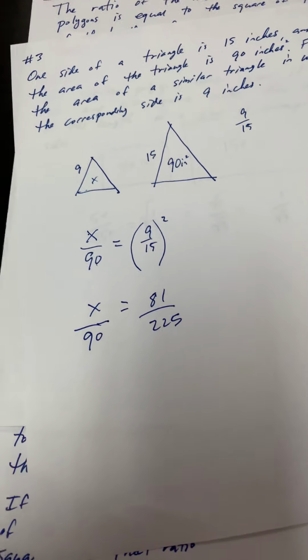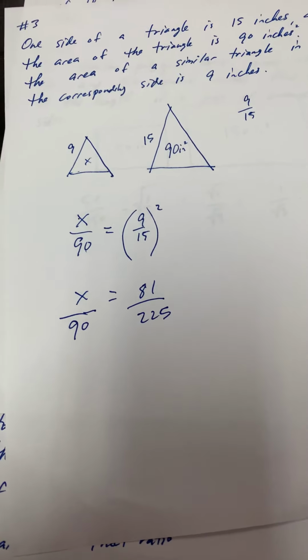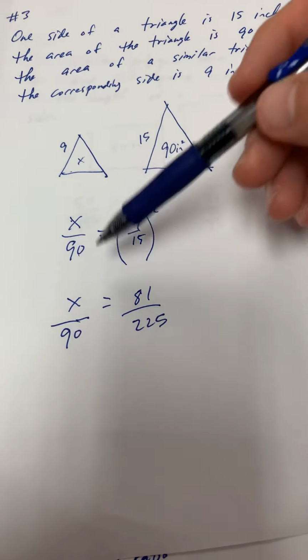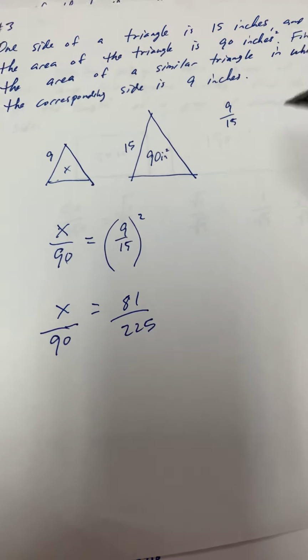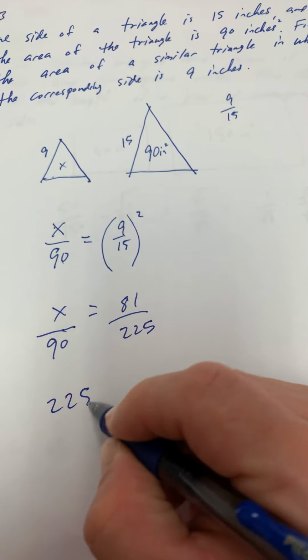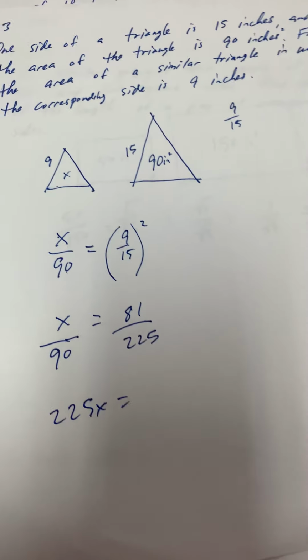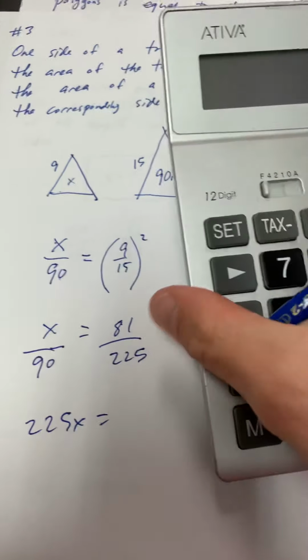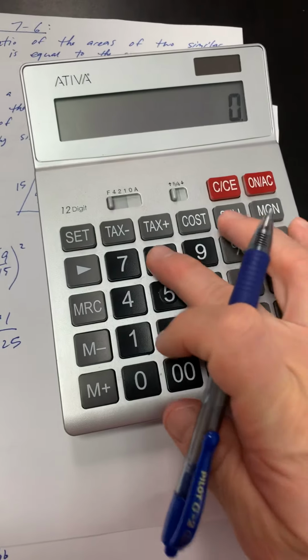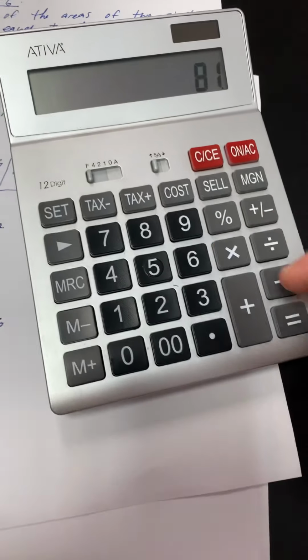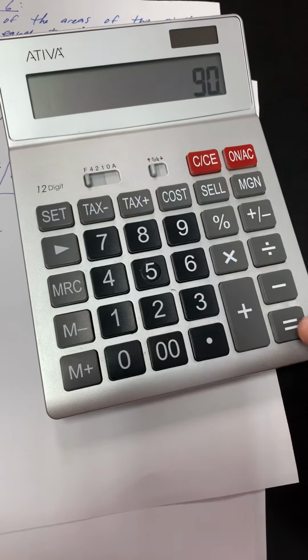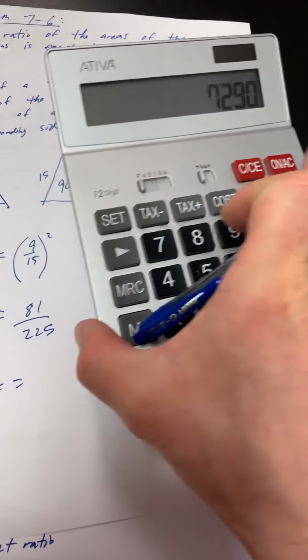Now we just have a simple proportion, right? So remember how we do with proportions? We do our cross multiplication, so you get 225x equals, what's 81 times 90? All right, 7290.